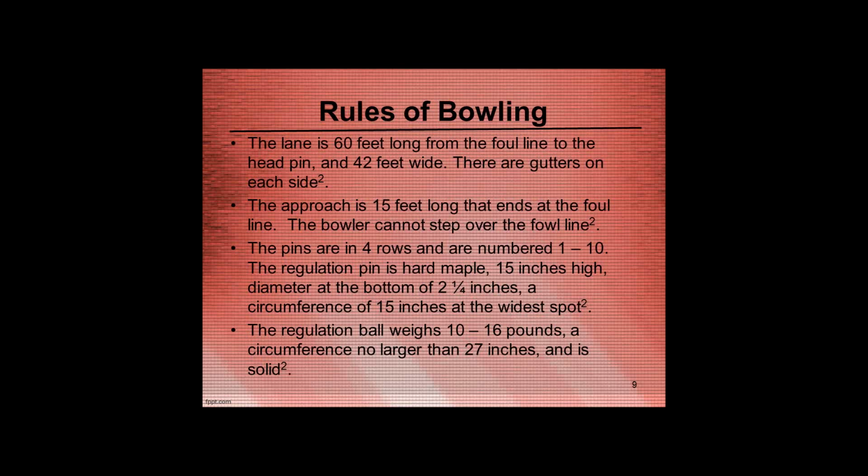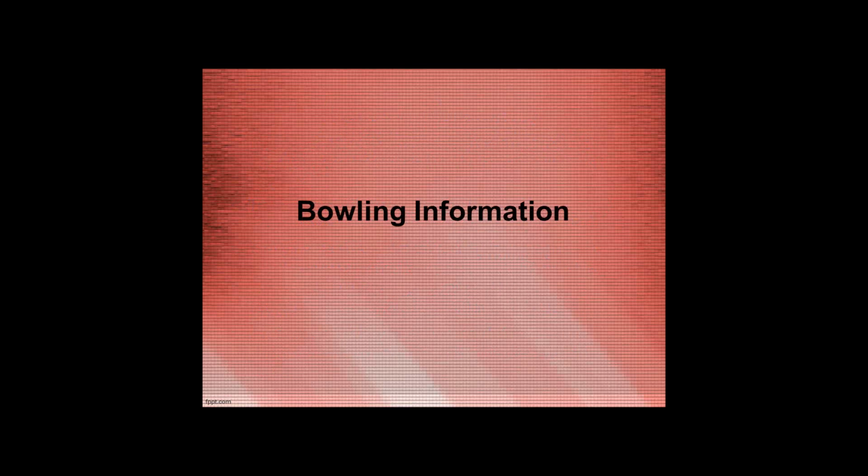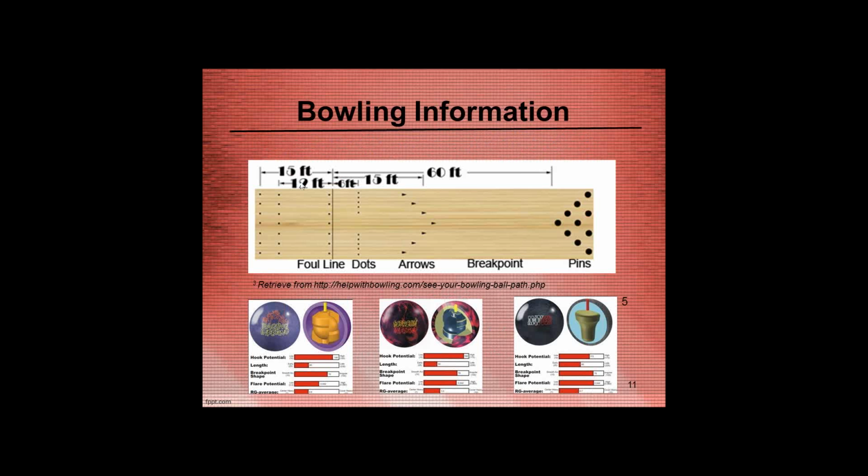The diameter at the bottom is 2 1/4 inches, and the circumference at the widest spot is 15 inches. A regulation ball weighs anywhere between 10 and 16 pounds, and the circumference is no larger than 27 inches, and that's solid. As you can see, this is what a bowling alley looks like.